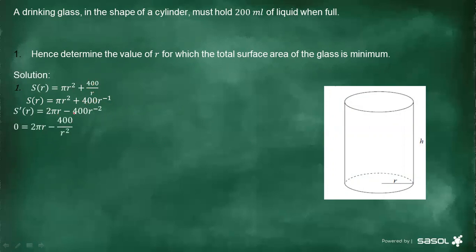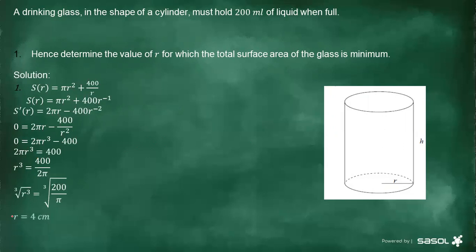Equate it to 0. But now since we are solving for r, we're having a fraction. To get rid of this fraction, you multiply each term by the denominator of this fraction, which is r squared. So this is what you're going to be having after doing that. Then you're going to have it so that you can be left with R, and R equals to 4 centimeters. That is the radius that we are looking for.